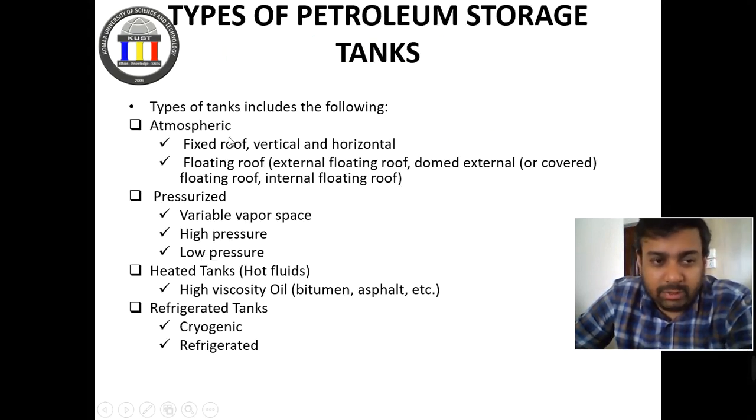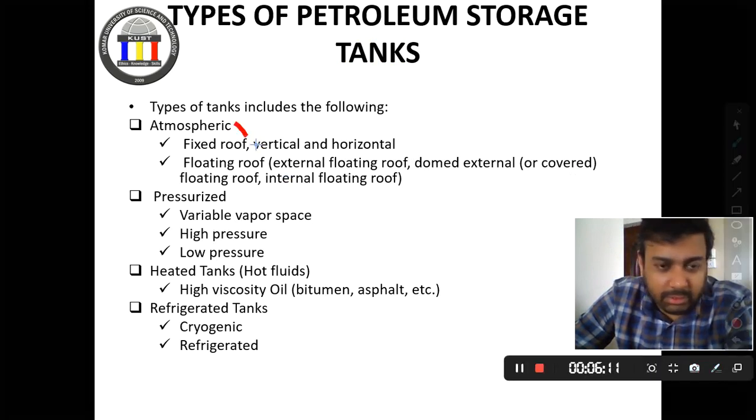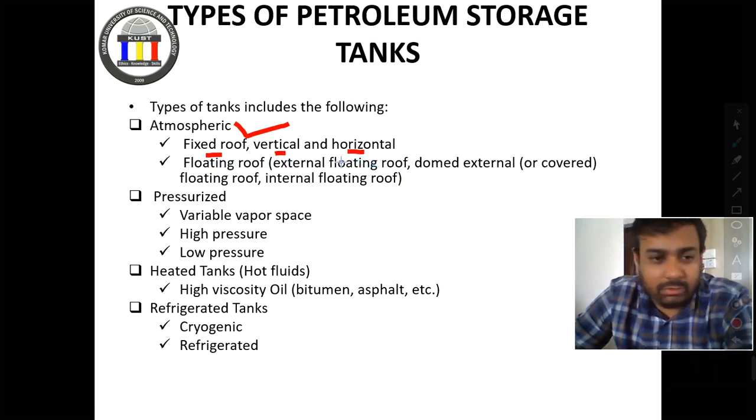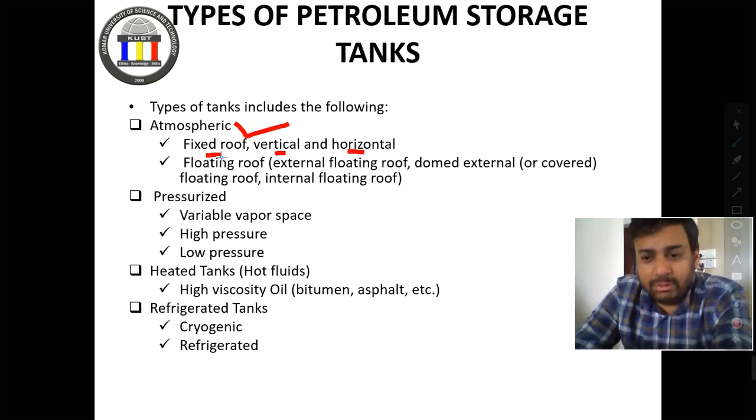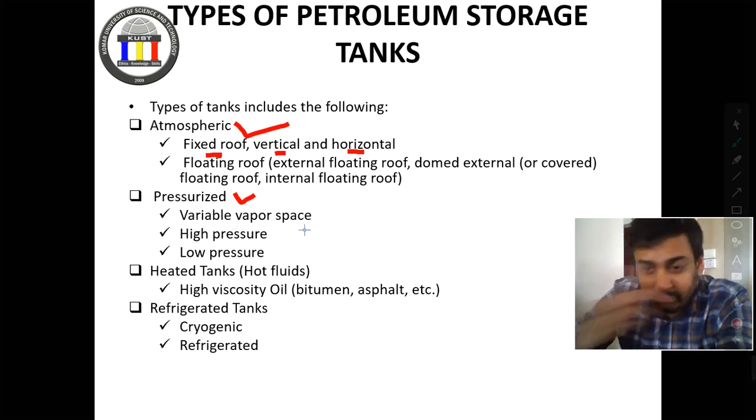Then, what are the types of atmospheric storage tanks? For atmospheric storage, we have fixed roof, vertical and horizontal. I will show you all of them in videos, with very nice real pictures and videos. So atmospheric has three different kinds: fixed roof, vertical and horizontal, and floating. Fixed and floating are both used for normal pressure storage. Then we have pressurized tanks. If you are storing variable vapor, where there is a place for variable vapor, you need a very high pressure or low pressure, so we have pressurized tanks.